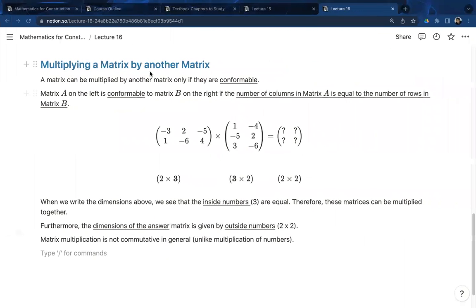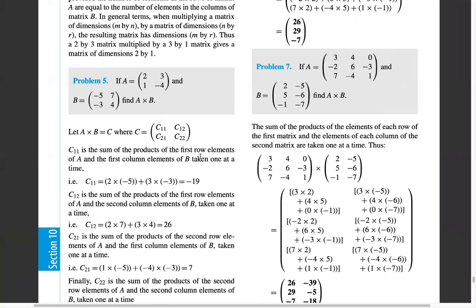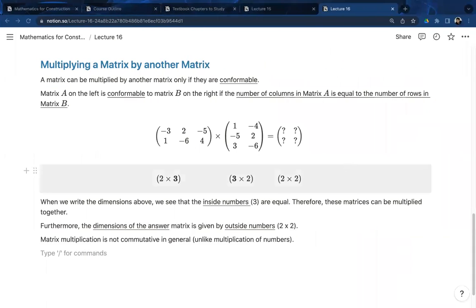All the numbers are 2 by 2, and 2 by 2. So these inner 2's are the same. So it could be multiplied, and the outer 2's tell you the dimension of the result. So the answer is going to be a 2 by 2 matrix. But you see the C11 in the answer, that is really the first row in the first matrix multiplied by the first column in the second matrix, right? How you multiply rows by columns. You might have to see that live, right?